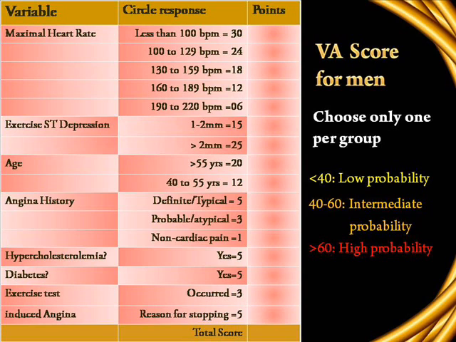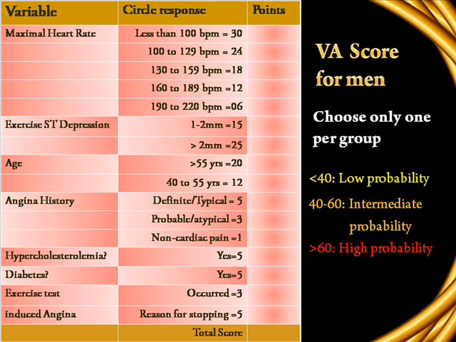There is another widely used scoring for treadmill. This is called the VA score. VA stands for Veteran Affairs Administration Hospital score, and this prediction is different for men and women. Let us now look at the chart for the men. There are several areas that we are looking at: the maximal heart rate, the exercise ST depression, the age of the patient, the anginal history, hypercholesterolemia, diabetes, exercise test result to induce angina, all are taken into consideration to derive a summary total score. Depending on the maximum heart rate achieved, the patient can score 30 points per 100 BPM, 24 points per 100 to 129 BPM, like that 190 to 220 BPM, the score will be 6 points.